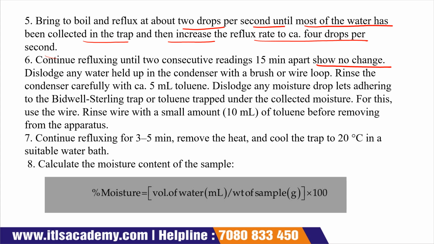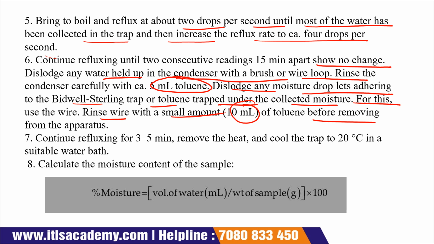Now continue refluxing. Dislodge any water held up in the condenser with a brush or wire loop. Now we have to rinse the condenser with the help of 50 ml of toluene. Dislodge any moisture droplets adhering to the Bidwell-Sterling or toluene trap under the collected moisture. For this, use the wire, rinsing the wire with a small amount, 10 ml, of toluene before removing it from the apparatus. Now we have to continue this refluxing for 3 to 5 minutes.